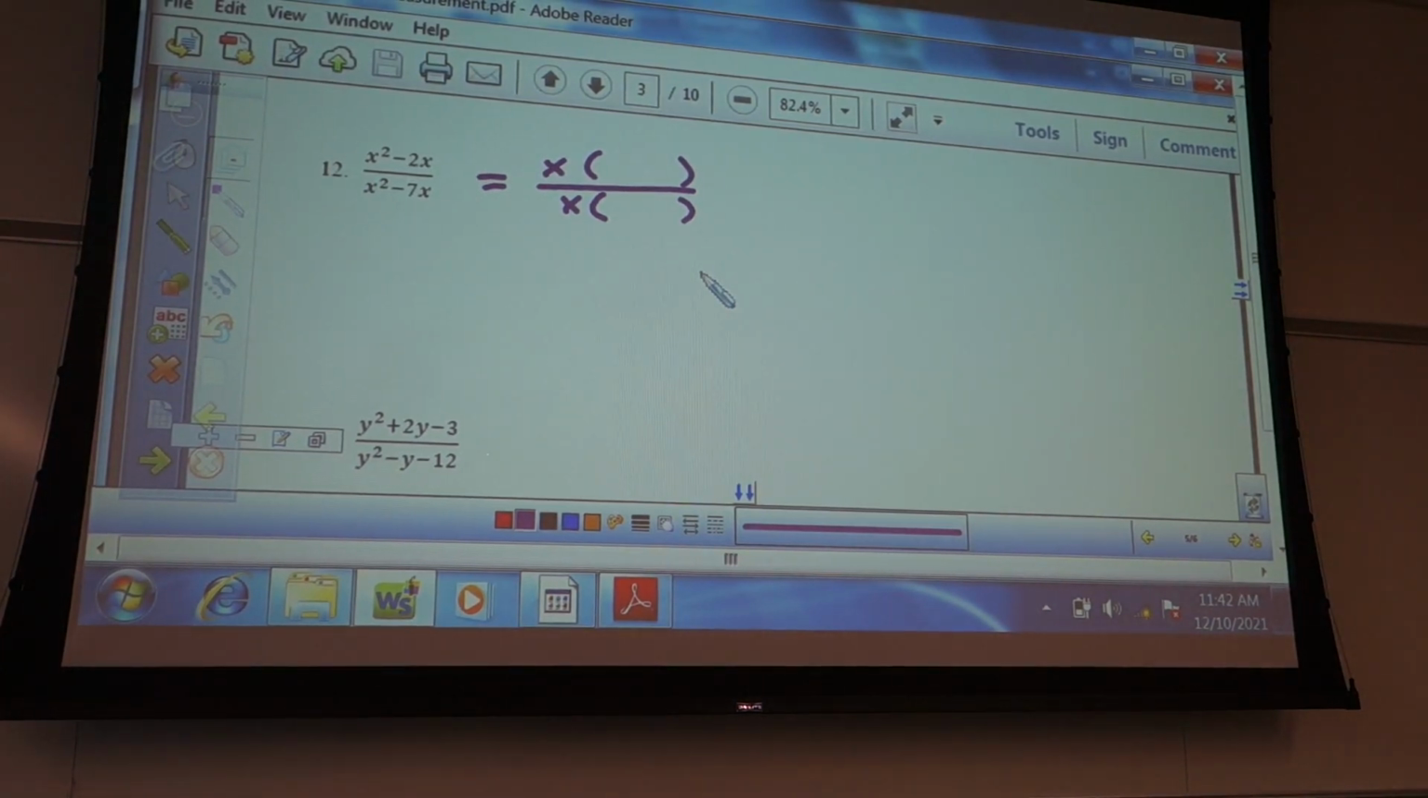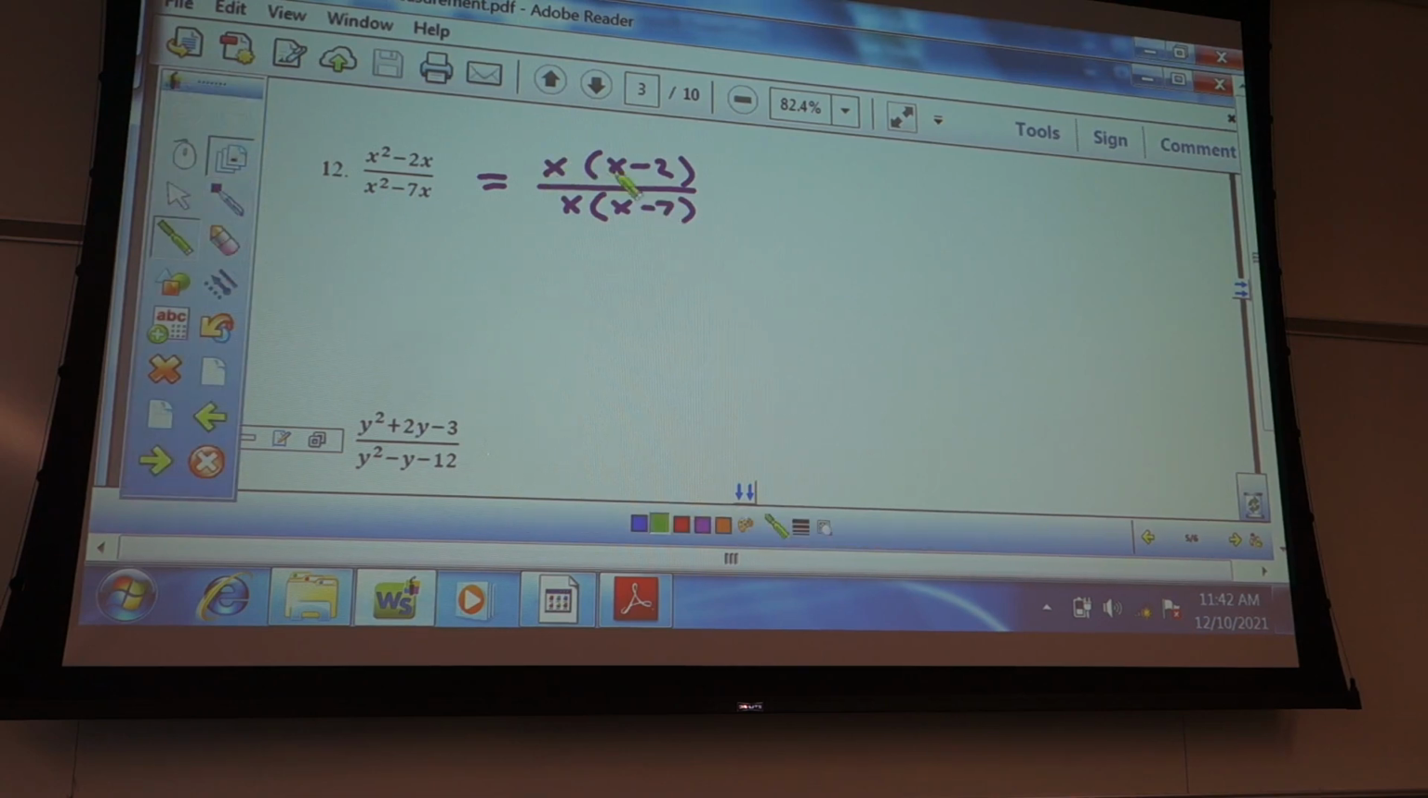So if I factor an x out of these, I'm left with x minus 2. Factor x out of these, I'm left with x minus 7. And then what? Now on top I have something times something, and on the bottom I have something times something. So that means I have two things being multiplied on top and two things being multiplied on the bottom. Are any of them in common?